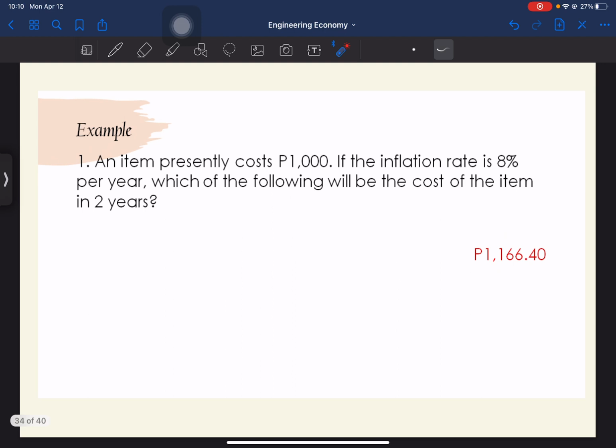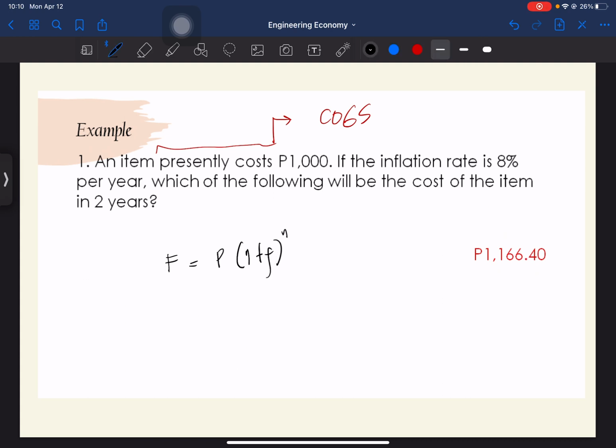Okay, so number 1, an item presently costs 1,000 pesos. Okay? If the inflation rate is 8%, that is very high. Per year, which of the following will be the cost of the item in 2 years? Okay? Unang-una, kailangan matandaan o maisip mo rito na, okay, ang pinag-uusapan natin is an item. Ibig sabihin, goods ang pinag-uusapan natin. So, ibig sabihin, patataasin yan ng inflation. So, it's as simple as future worth equals P, patataasin ng inflation rate, raised to N.